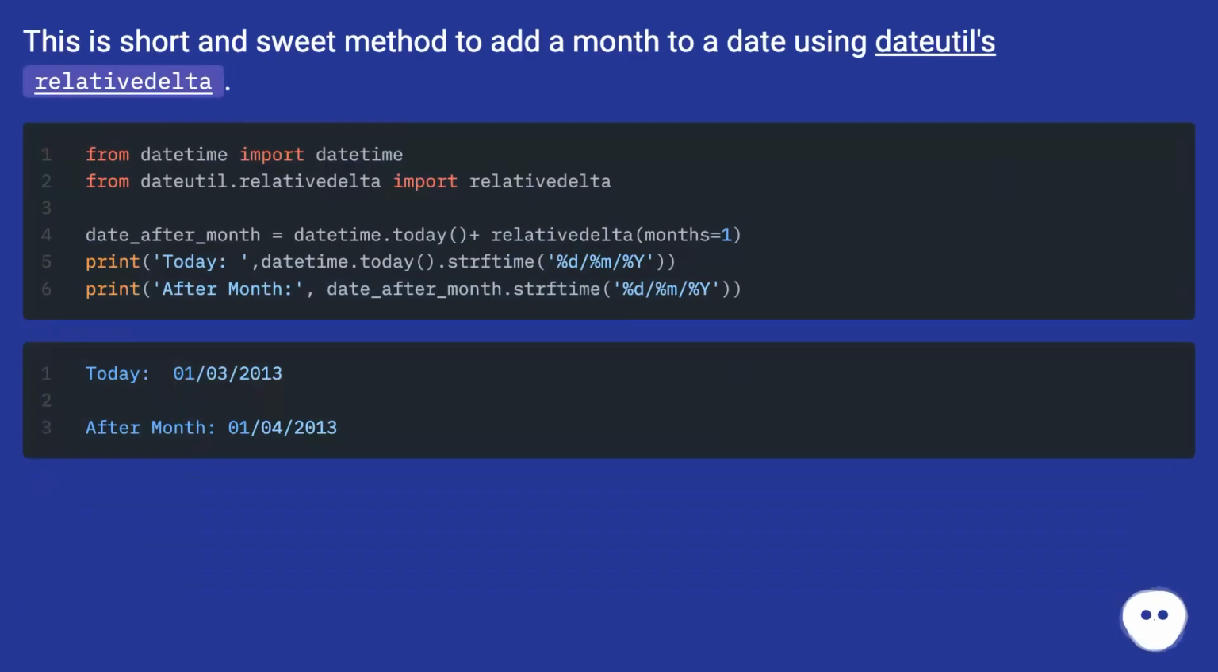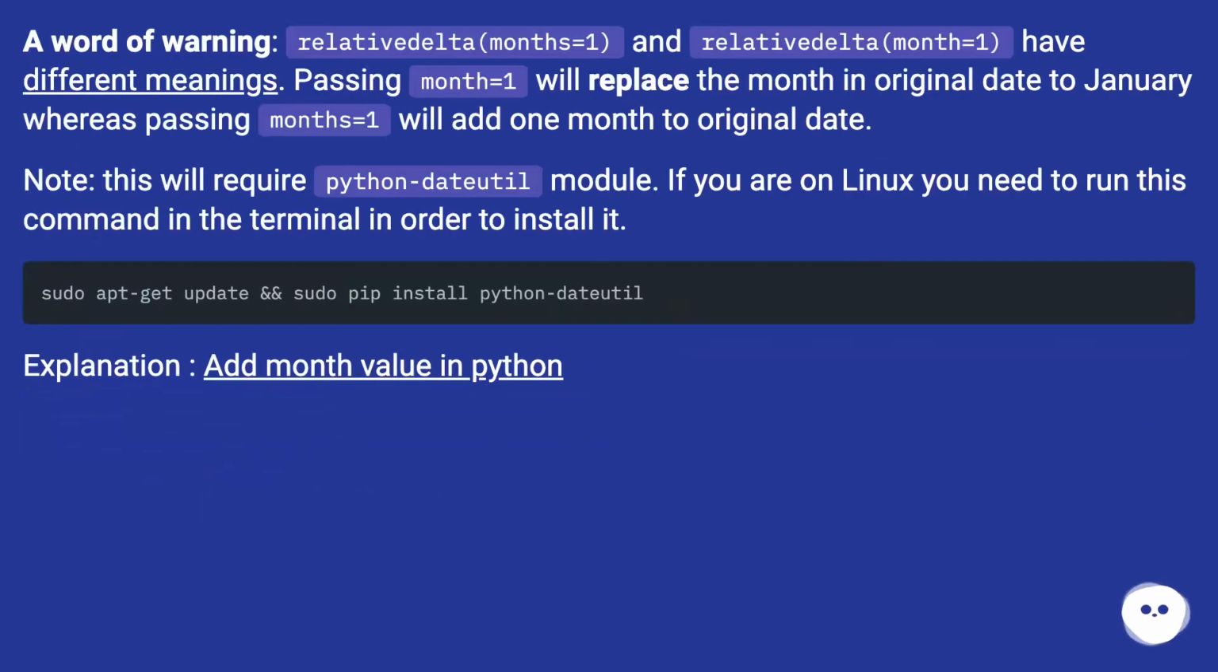This is a short and sweet method to add a month to a date using dateutil's relativedelta. A word of warning: relativedelta months=1 and relativedelta month=1 have different meanings. Passing month=1 will replace the month in the original date with January, whereas passing months=1 will add 1 month to the original date. Note, this will require the Python dateutil module. If you are on Linux, you need to run this command in the terminal in order to install it.